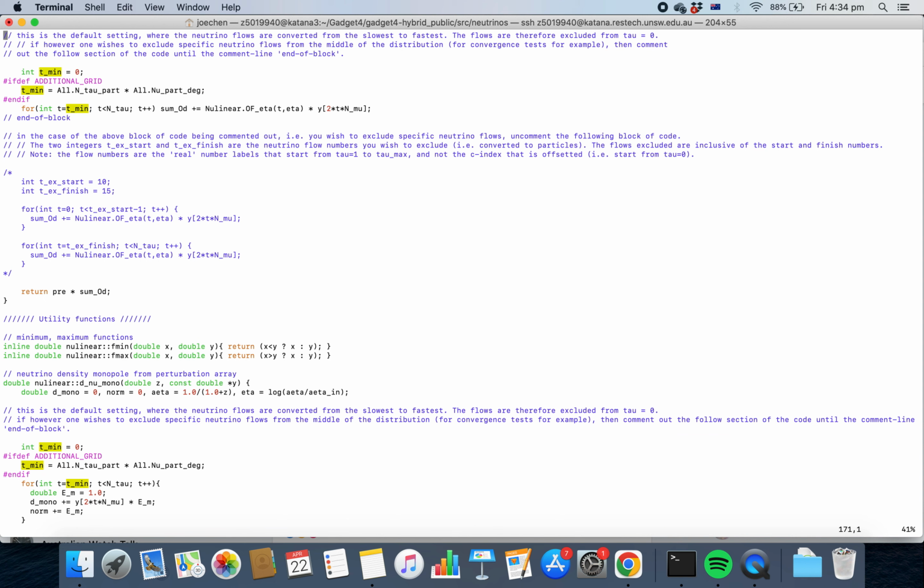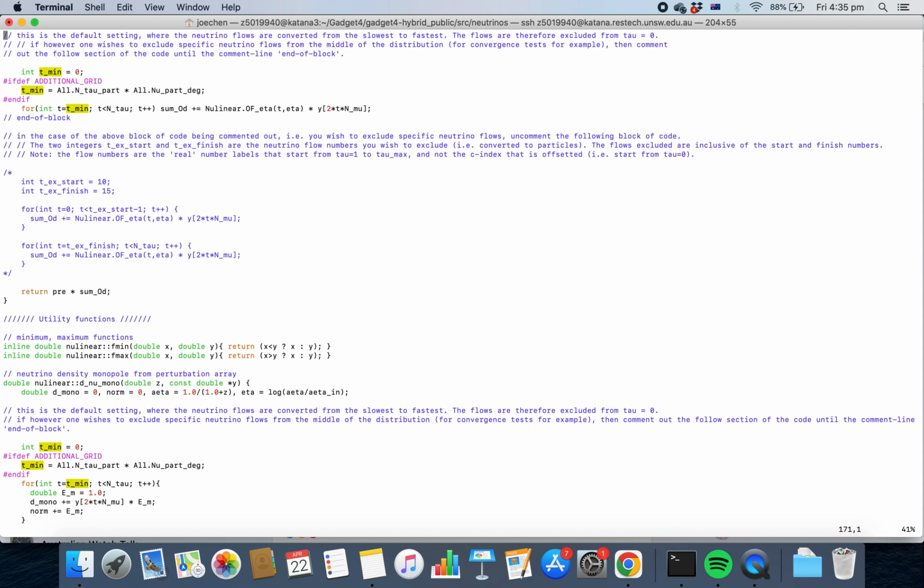Now this is fine for the standard implementation of the hybrid scheme because you do want to start from the slowest flows and then work your way up sequentially to the faster and faster flows. But this will not work if you're doing some kind of convergence test or for some reason you're particularly interested in a stream in the middle of the distribution.